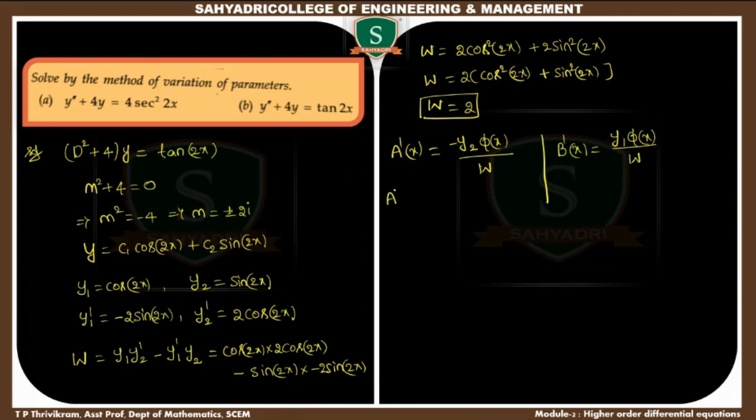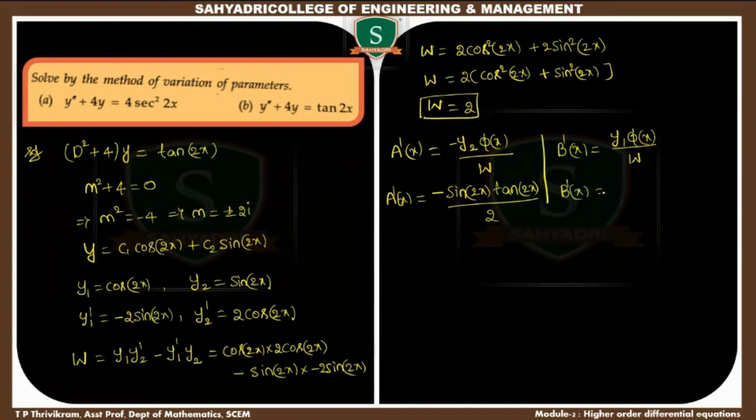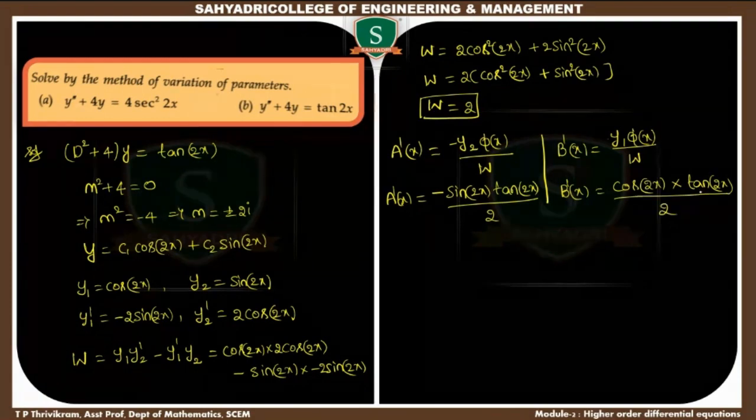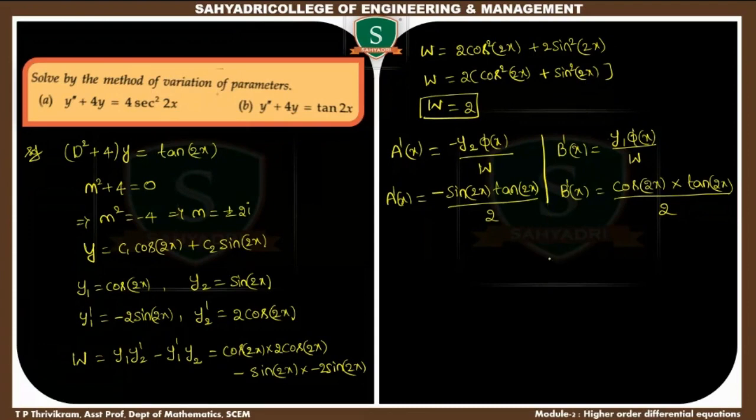Okay, so a dash of x is equal to minus y2. Minus y2 is sin 2x into tan 2x. Phi of x is tan 2x, divided by Wronskian, which is 2. B dash of x is equal to cos 2x into tan 2x divided by 2. Similarly, a dash of x is equal to minus 1 by 2 sin 2x into tan 2x.